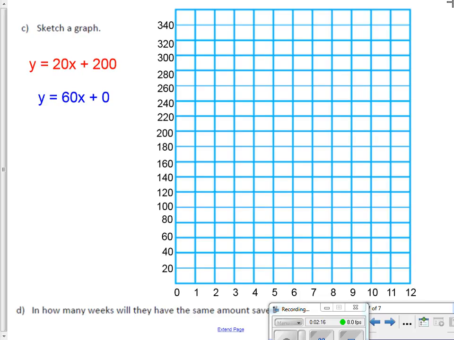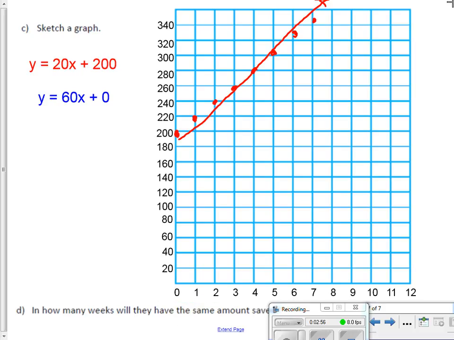So for Jake in red, he's going to start up here at 200. He initially put in $200, and every week as he goes, he's putting in another 20. So after 1 week, after we move over 1, he would be going up 20 to 220. Again, if we go another week over, he's going to go up another 20. And this is going to continue every week. He's going to be getting $20 more that he's putting in there. The smartboard got a little off. There we are. His line is going to look something like that.